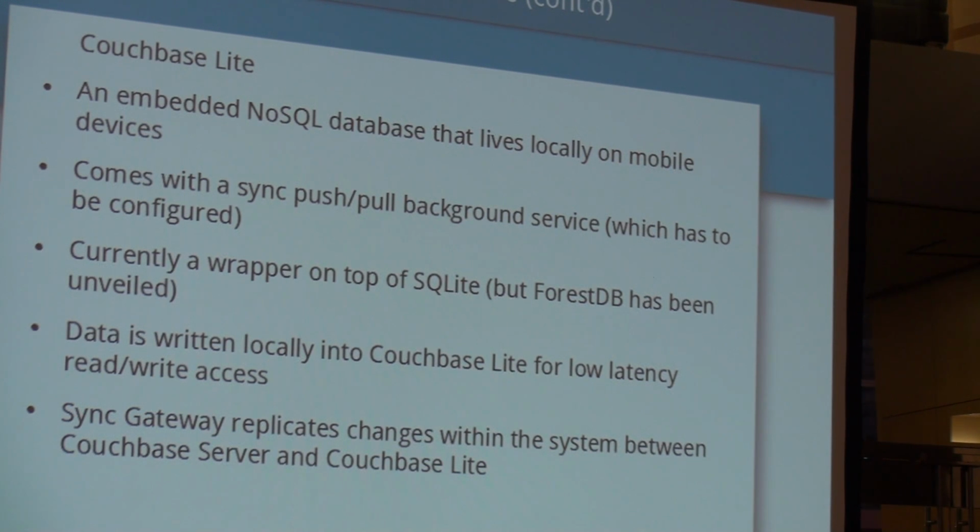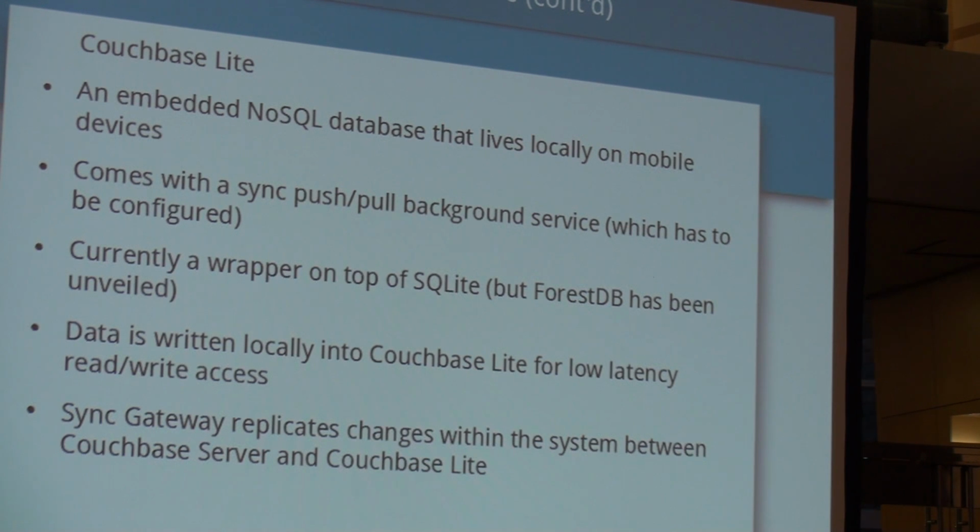Now, Couchbase Lite. Couchbase Lite is embedded. Couchbase Lite is whatever resides on a mobile device. It is a group of multiple entities. One of the entities is an embedded NoSQL database, which is installed just like the normal SQLite database on the mobile device. It lives locally on the mobile device as well, but provides a different type of storage.